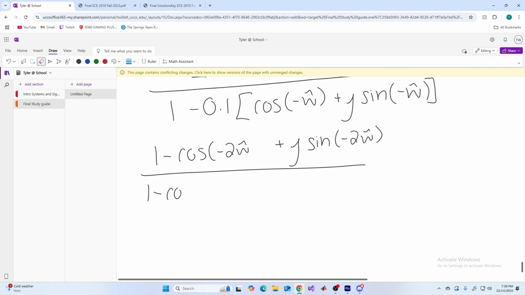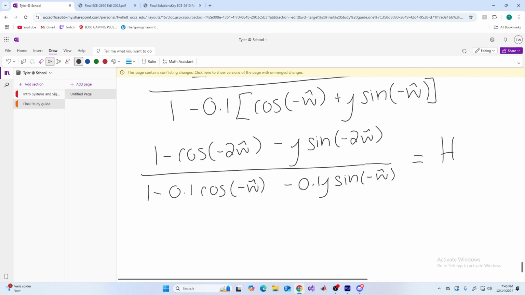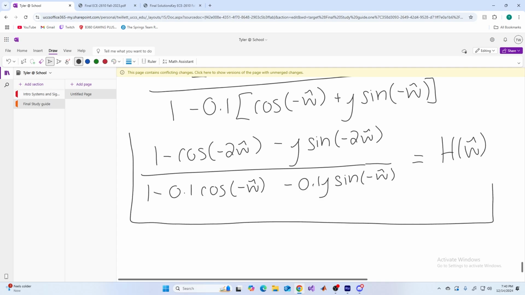And this should also be a negative up here because that negative gets distributed in. Let me clean that up. So 0.1 cosine negative w hat, and this will be minus 0.1 j sine negative w hat. Perfect. Equals h sub w hat. This here is our value.